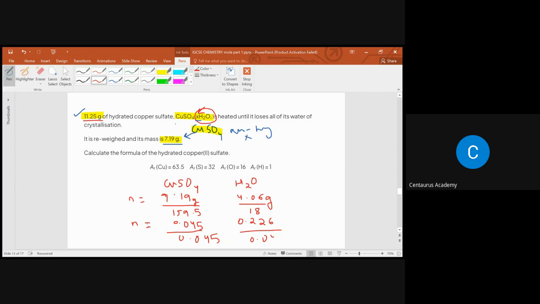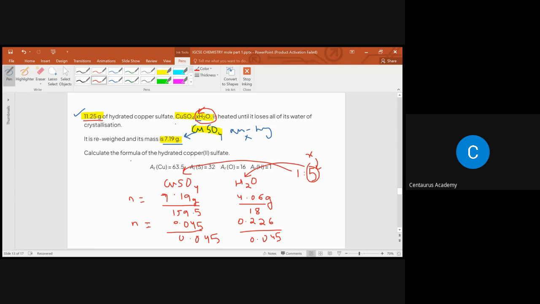And what about for the water molecules? 0.226 divided by 0.045 will be 5.02, which is going to be 5. All right. So this means that the value for x is basically this. This is the number of water, and 1 is the ratio of copper to sulfate. So 1:5 is basically copper sulfate to water ratio. So the value for x is going to be 5.